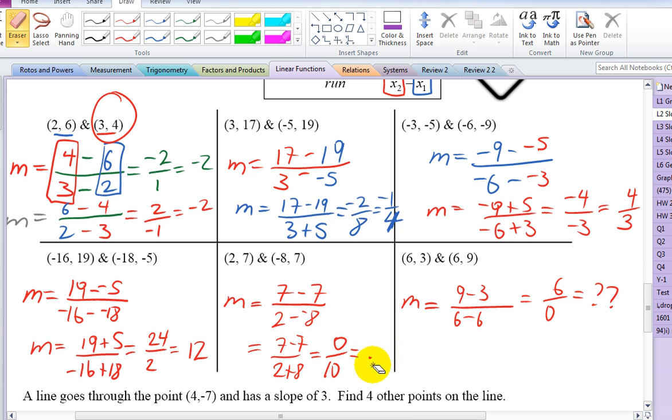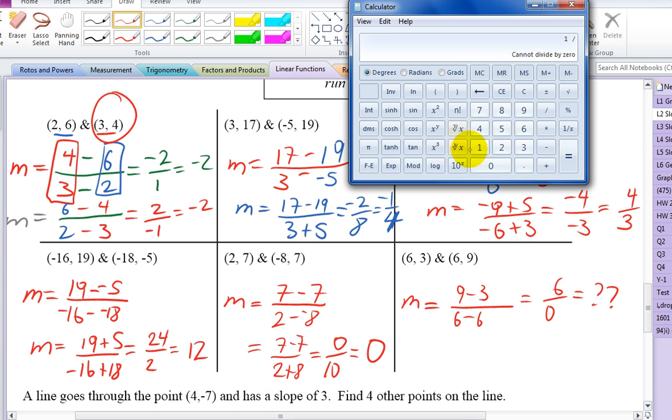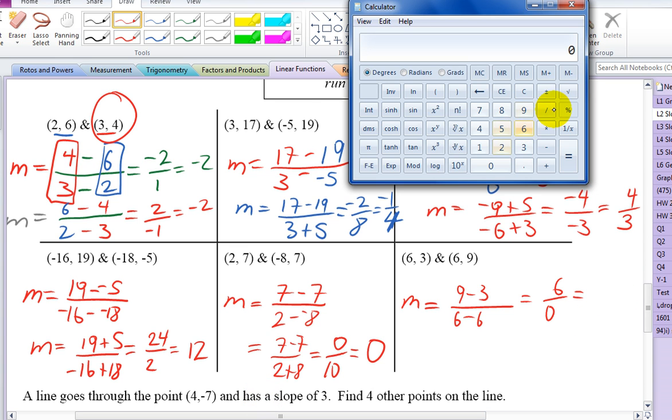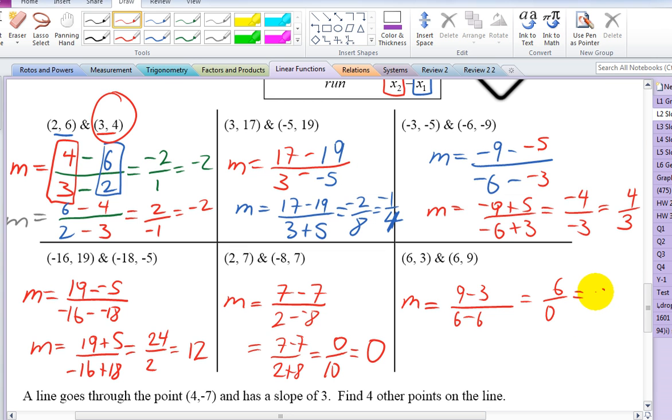Okay, so 0 over 10. What's your final answer? 0. Okay, so go to your calculator and check it. 0, right? 0 divided by 10. Yeah, that's 0. But what about 6 divided by 0? Right? Try on your calculator. 6 divided by 0. Cannot divide by 0. So you can put your null set, or you have to write undefined. Okay. So you should be able to answer both of those because you don't know what you're going to get on a multiple choice test, right?